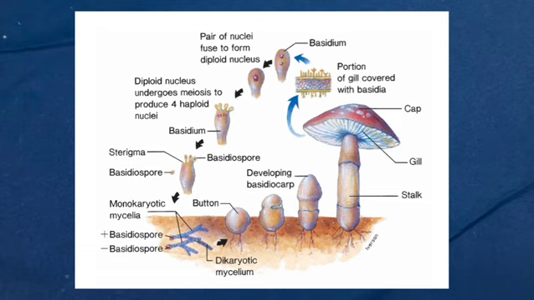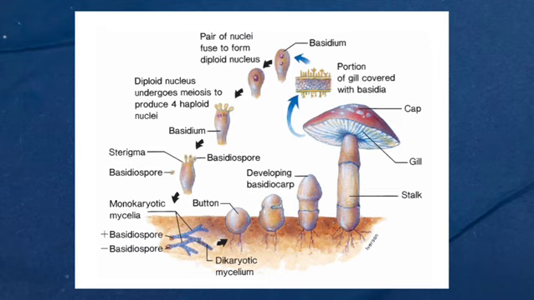Once favorable conditions come into existence, they form a button-like structure. From the button-like structure, they develop into a basidiocarp. This is called the fruiting body. It is the base of the mushroom, and it consists of three main parts: one is your cap, one is your gill, and one is your stalk.